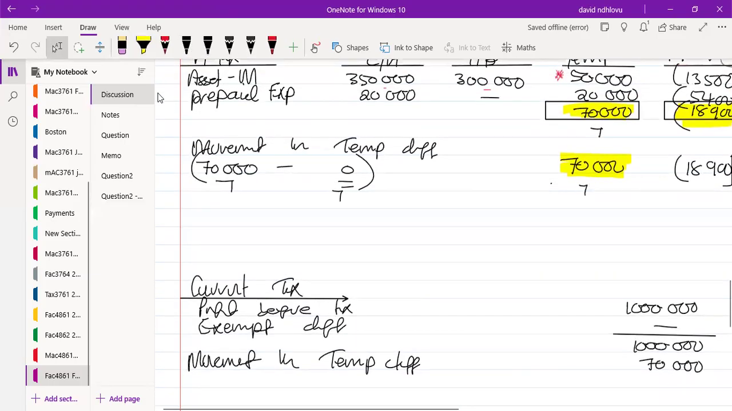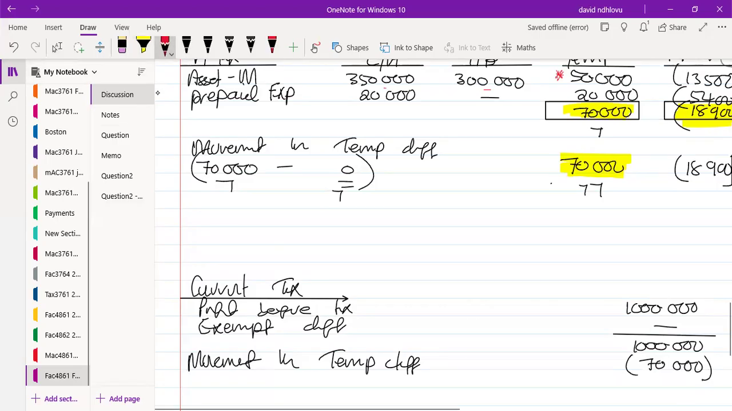Right, if it is a positive amount here, when you bring it down, you are going to deduct it there. This here, if it's positive, is what is called a taxable temporary difference. In the future, that amount will be added to the taxable income of the next year. It increases future periods, but it reduces in the current year.